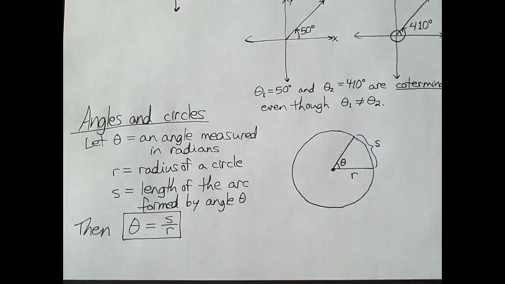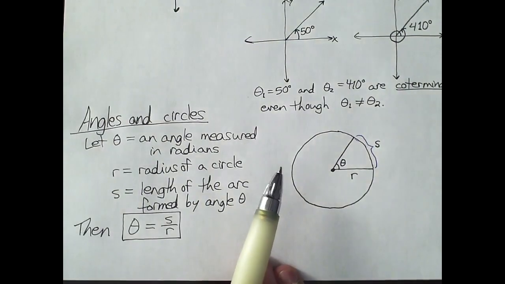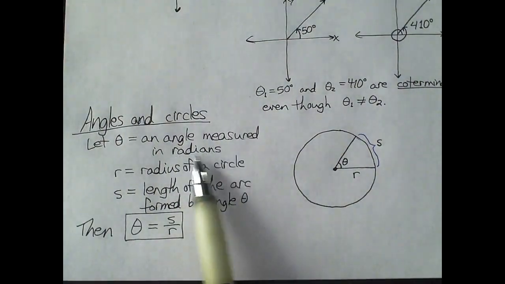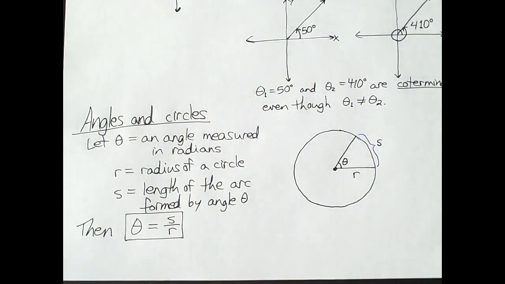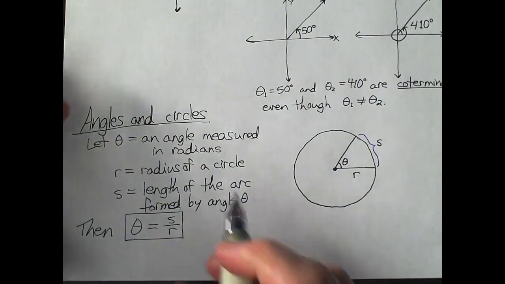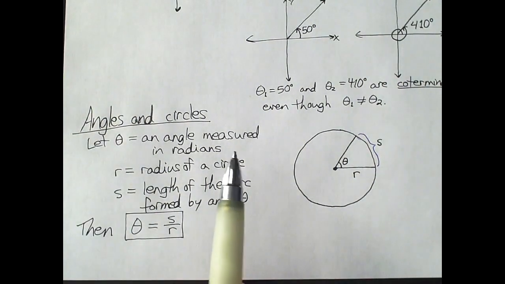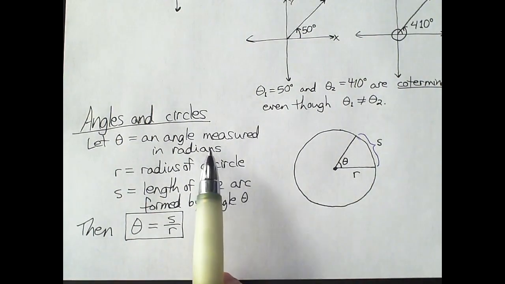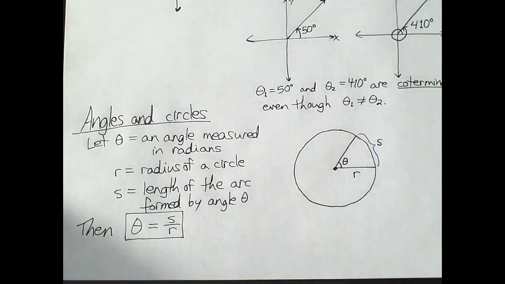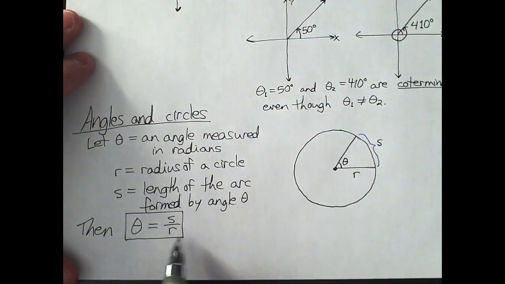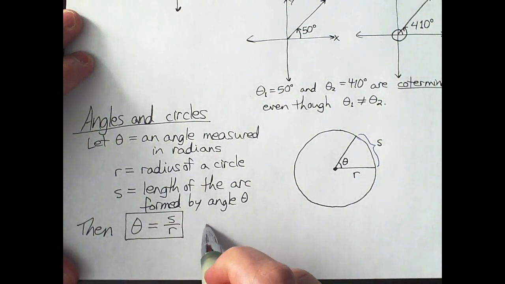Now, I want to warn you, this formula only works if theta is measured in radians. So I specified that theta is measured in radians. It does turn out that that's important. Otherwise, the formula doesn't work. But if you had an angle that was measured in degrees, you could always convert it to radians and then use this formula. So in that sense, the formula would still work as long as you convert it first.